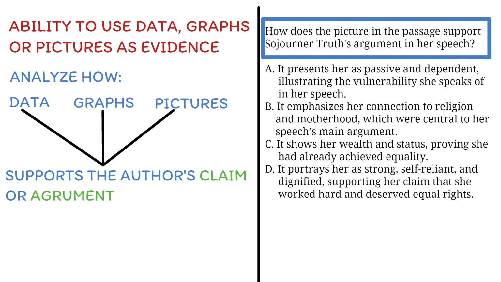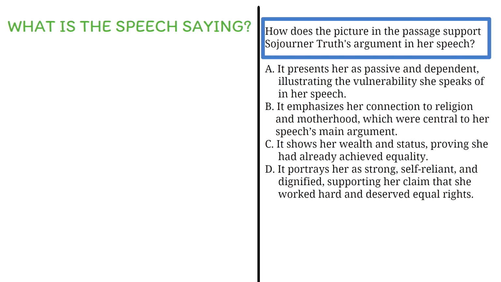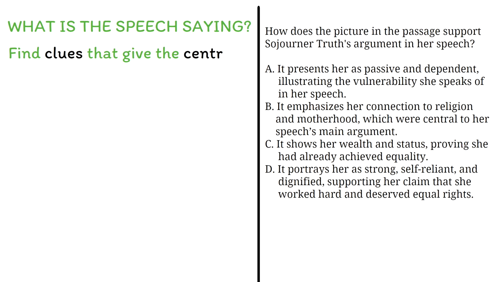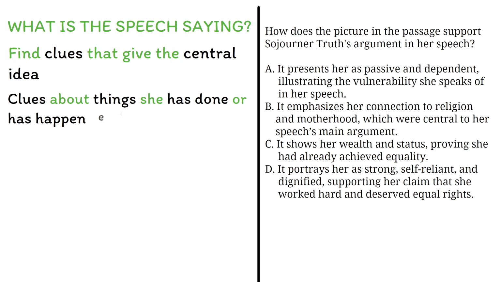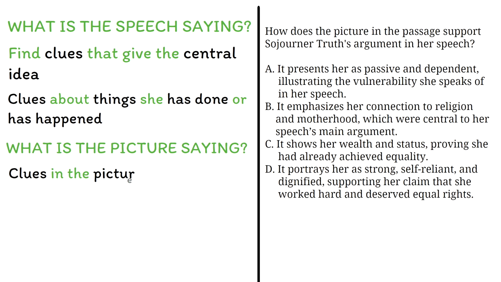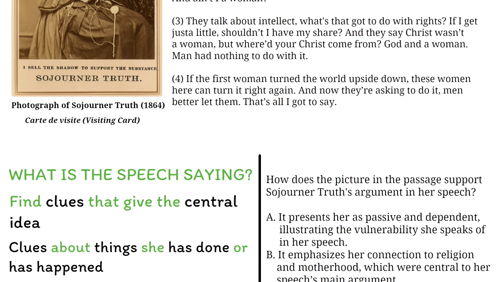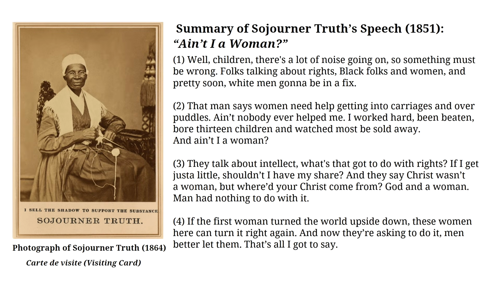To answer this, we first need to understand what Sojourner's argument is. That is, to find clues in her speech that give us a central idea of what she is saying. Note that the clues we will be looking for would be about things that she says she has done or has happened. Then we analyze the photograph and find clues that tell us how the picture supports what she is saying in her speech. That is how we arrive at the correct answer. So let's go to the passage and find clues that help us understand what she is trying to say.